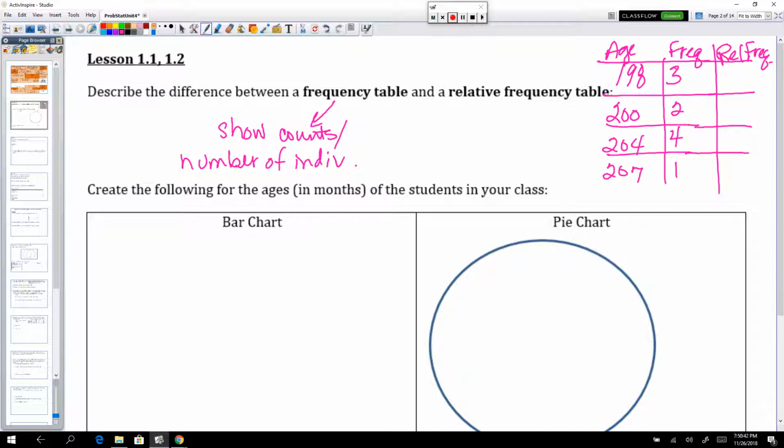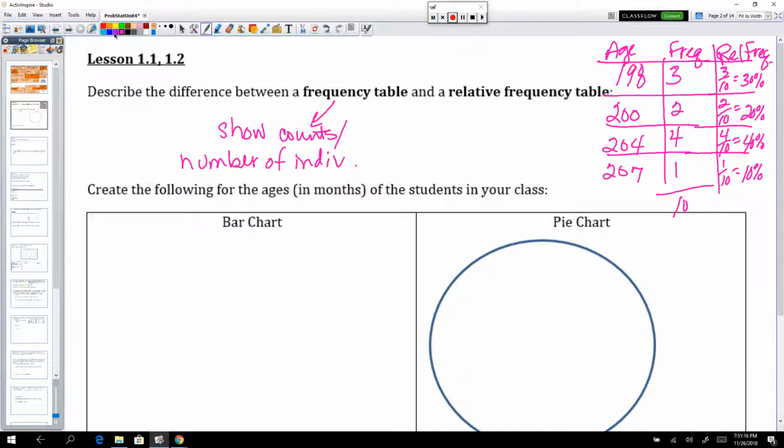Well, obviously first you'd need to know how many total people are in this class. If you added up all the people in this class, how many people do you get? Hopefully you see that there are 10 people in this tiny little class. And so the relative frequency of people that are 198 months old is 3 out of 10, or 30%. Same thing for the 200s, 20%. The people that are 204 months old, there are a lot of them, it's 40%. And only 1 out of 10, or 10%, is your 207-month-olds.